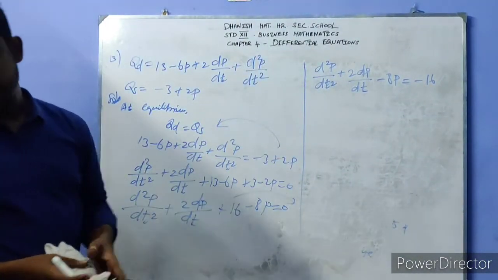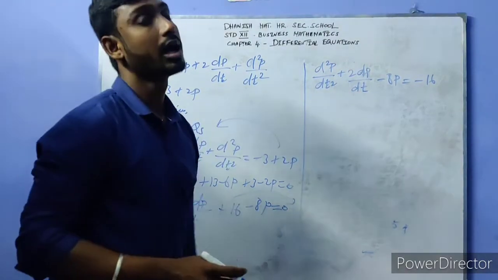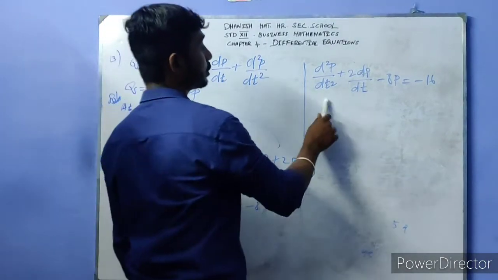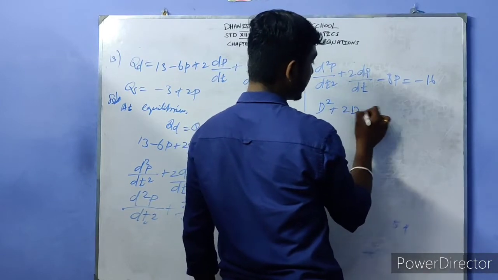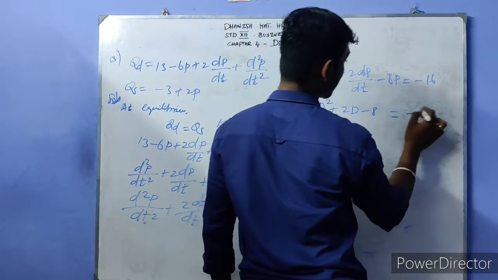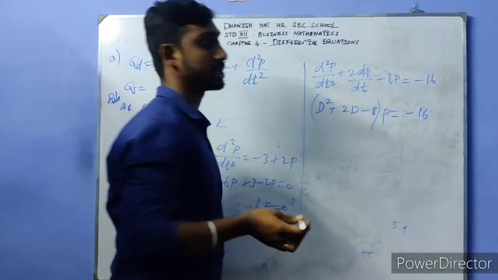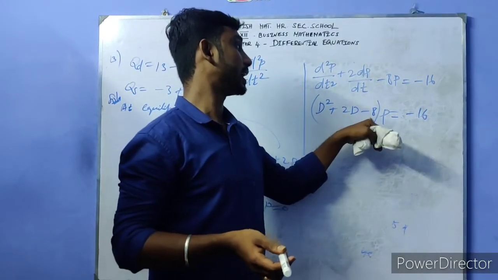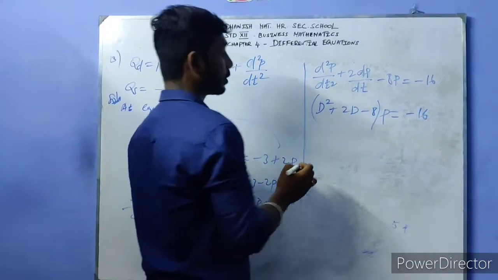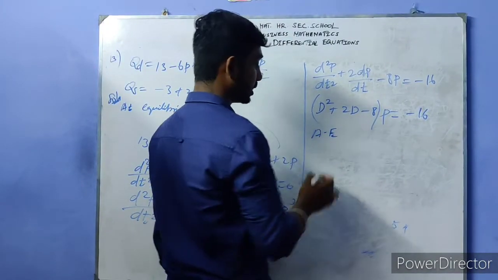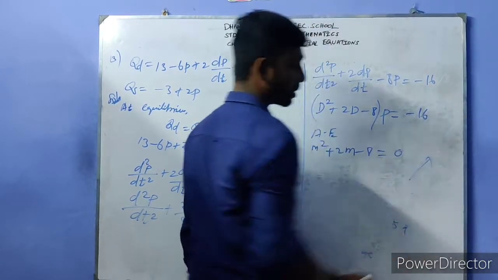Now we are going to find out the auxiliary equation. First we are going to arrange it into the linear differential equation. That will be d square plus 2d minus 8 equals minus 16 here. P will be taken common from this equation, so d square plus 2d minus 8, p, will be equal to minus 16. Now this changes into the auxiliary equation, m square plus 2m minus 8 equal to 0 here.